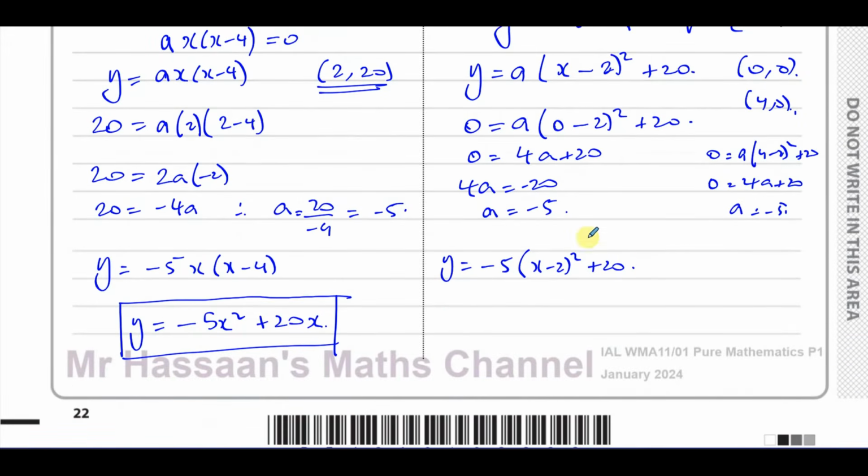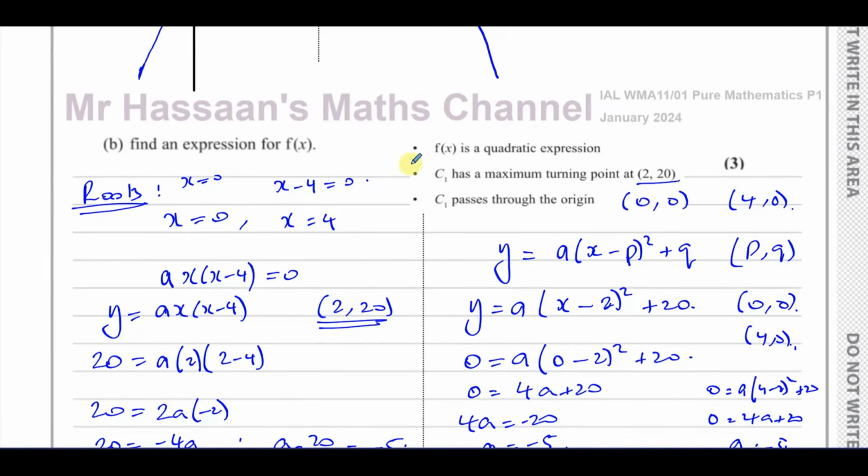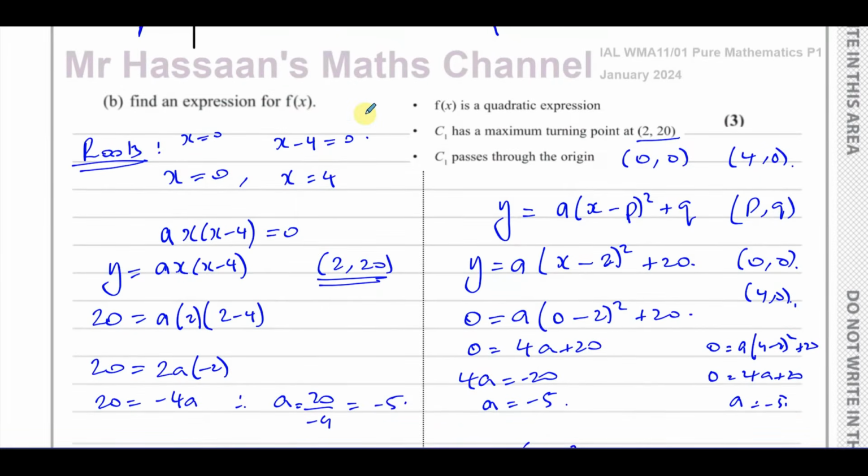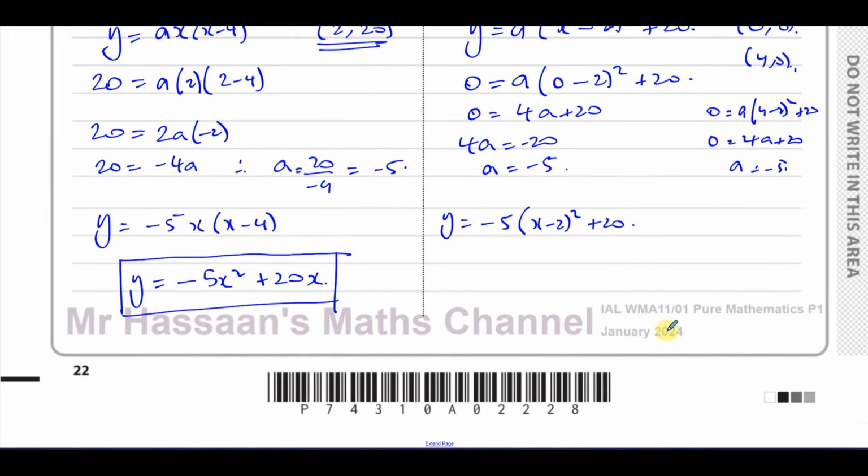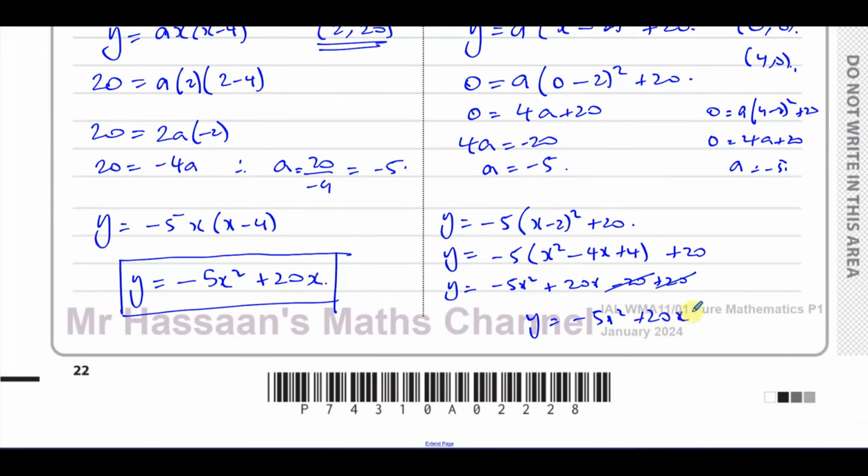We can leave it like this because it says find an expression. It didn't say in the form ax squared plus bx plus c, but just to show that they're the same thing, I'm going to expand this. So you have minus 5 times x squared minus 4x plus 4 when you expand that, plus 20. So you have y equals minus 5x squared plus 20x minus 20, and then outside is plus 20. These two cancel out and we got exactly the same thing. Y equals negative 5x squared plus 20x.